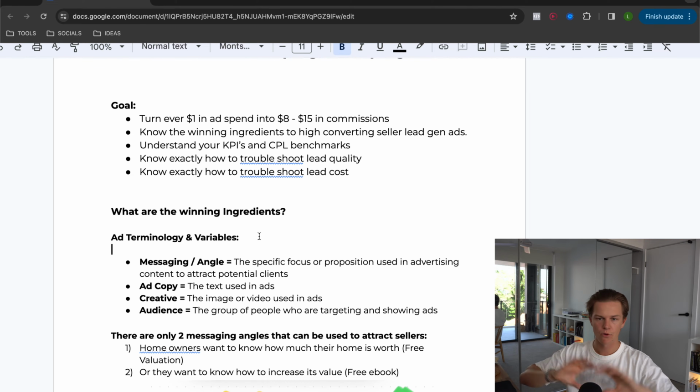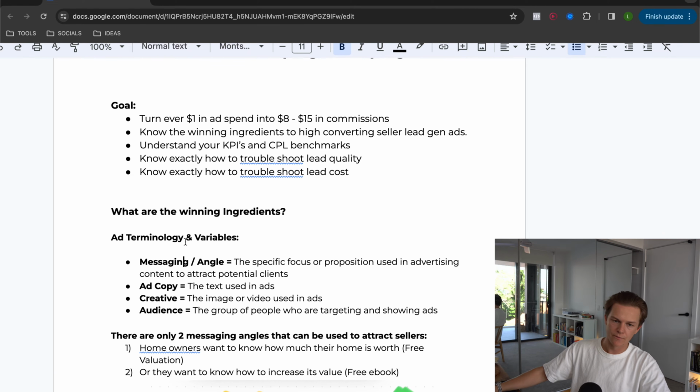And we're just throwing a bunch of things out there based on what we know works and seeing, okay, which version of all these things performs best. Maybe it's this suburb, this creative, and this ad copy. And we just do less of what's not working and stop spending money on the things that aren't working. And we do more of what is working and make variations of the winning things.